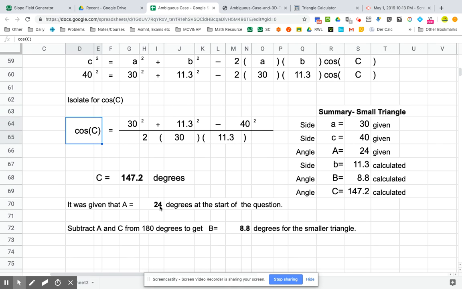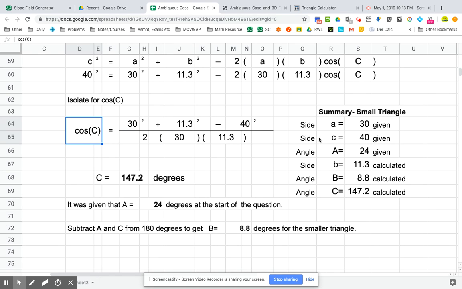And then, again, work backwards from 180. So 147.2, 24, and then that leaves us, when we subtract from 180, 8.8 degrees. So that's a pretty odd looking triangle. And then that's our summary there.